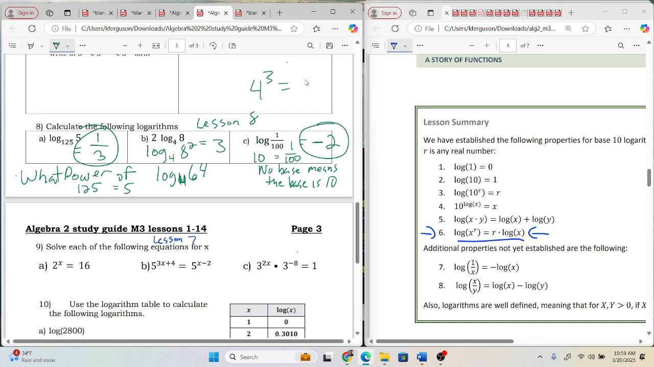4 to the third power equals 64. So that's what I'm looking for. I've got 4, that's my base. I got 64, that's my answer. What power of 4 is going to give me 64? 3. And that's what the logs do. All right. So does anybody got any questions on these calculate the logarithms, just like we did in the bell work there?